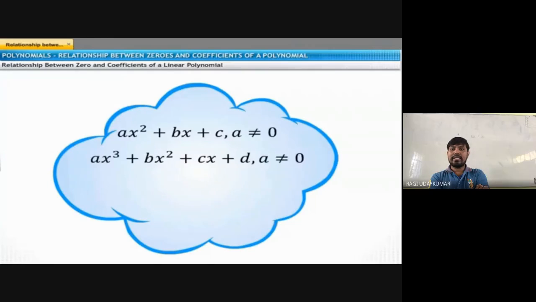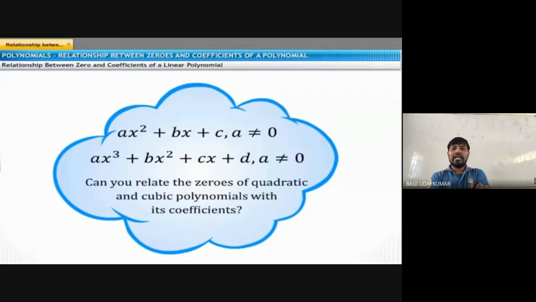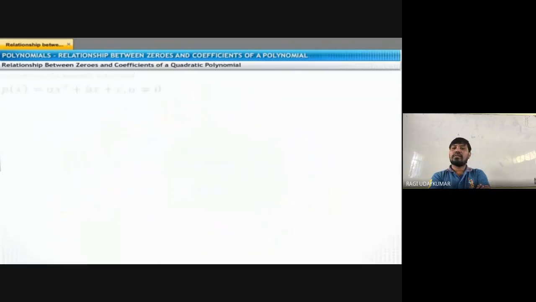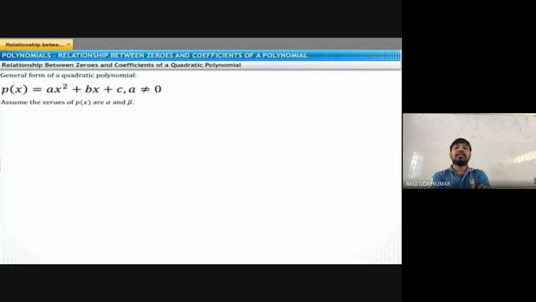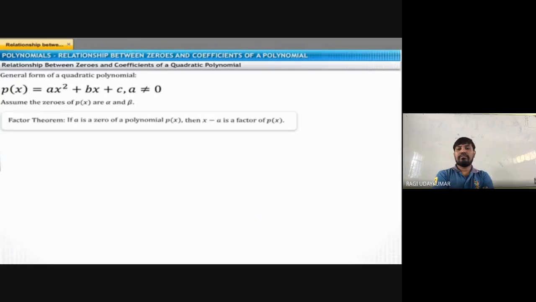Now let us go to the quadratic and cubic polynomials. Relate the zeros of the quadratic and cubic polynomial with its coefficients. Okay. So now here, whenever you consider the quadratic polynomial ax square plus bx plus c, where a is not equal to 0, it is called a quadratic polynomial. For the quadratic polynomial, you consider the zeros as alpha and beta.